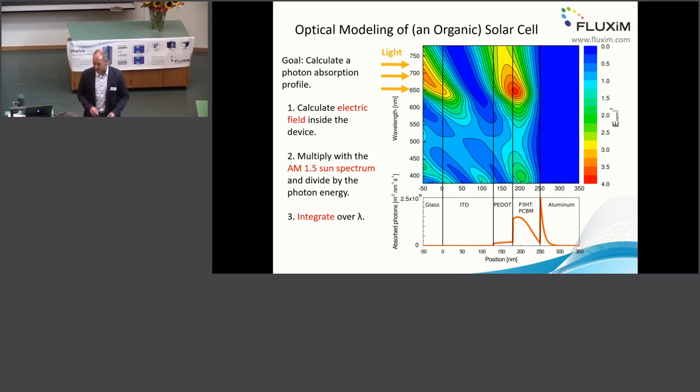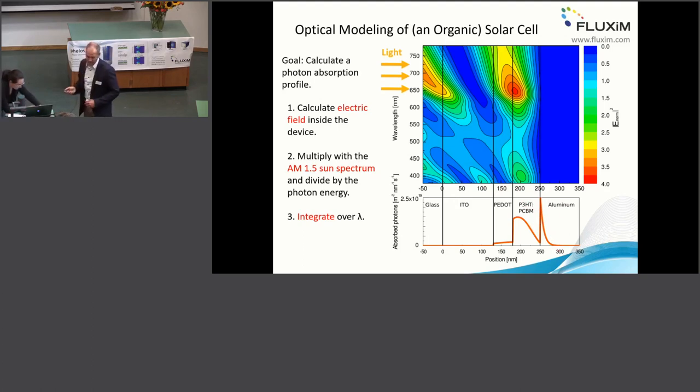So the optics starts with light absorption. Here we have a simulation example of an organic solar cell, which is very thin. You see the glass layer, which would be thick. Then comes the ITO, about 130 nanometers, then the P-dot, and then the active layer, P3HT:PCBM, that's the bulk heterojunction. And then at the end, the rear electrode is also shown.